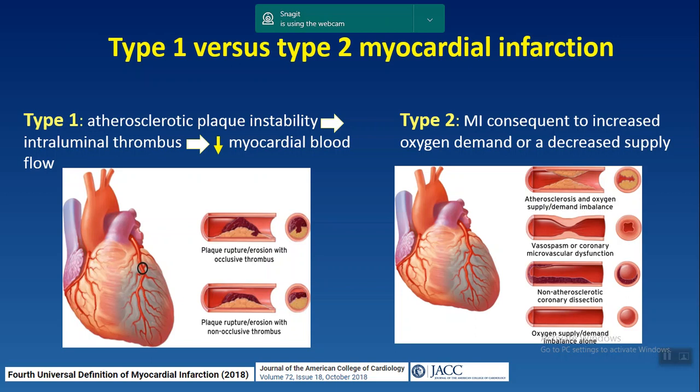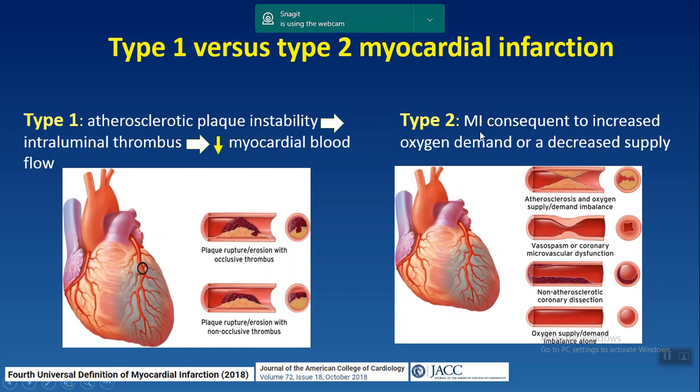According to the fourth universal definition of myocardial infarction, there are some types of myocardial infarction. The two most common types are type 1 and type 2. Type 1 myocardial infarction is defined as myocardial infarction that is caused by atherosclerotic plaque instability. This means either plaque rupture, plaque erosion, or plaque hemorrhage. Plaque instability is followed by intraluminal thrombus that leads to decreased myocardial blood flow, causing acute myocardial infarction. This is type 1 myocardial infarction.